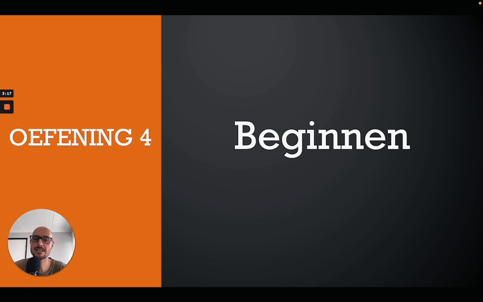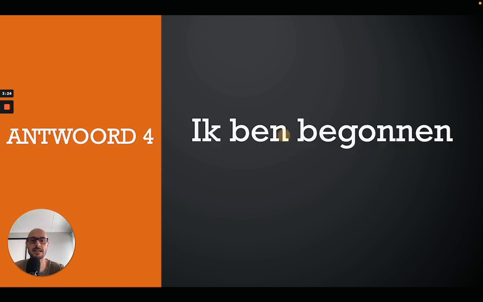The next one is beginnen. Beginnen means to begin. How would you say I have begun? Okay, let's check. Well, it would be ik ben begonnen. I have begun, again, two things which are irregular. Begonnen, begun, and ben, auxiliary verb zijn. Beginnen is also one of these verbs which is always going with the auxiliary verb zijn.